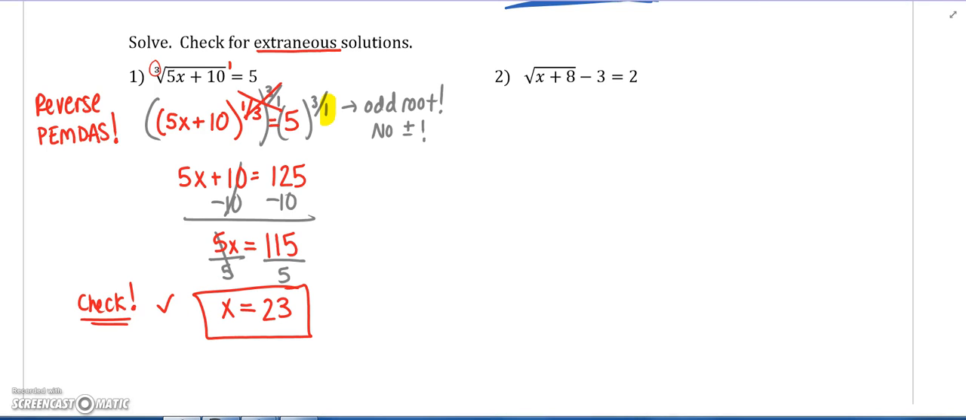Number 2, same idea. I'm going to rewrite this root to be a rational exponent. Instead of the square root of x plus 8, square root means the root's 2, my exponent is a 1, so this becomes x plus 8 to the 1/2. Then the rest of my equation. Now I'll continue solving just like we were before. Reverse PEMDAS. That means I'm going to get rid of this minus 3 by adding it.